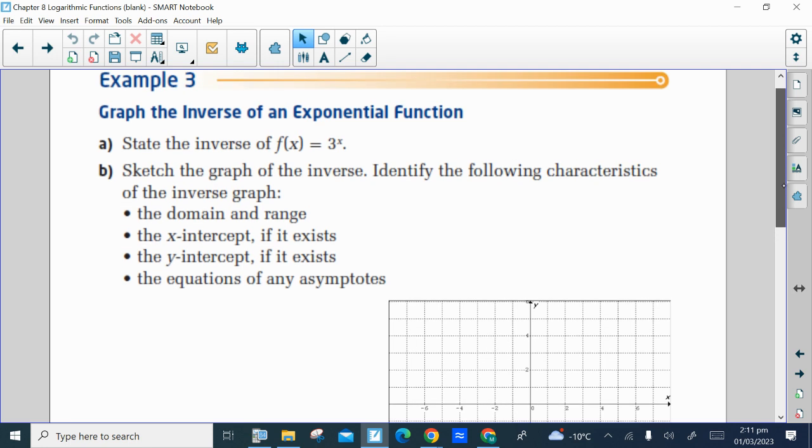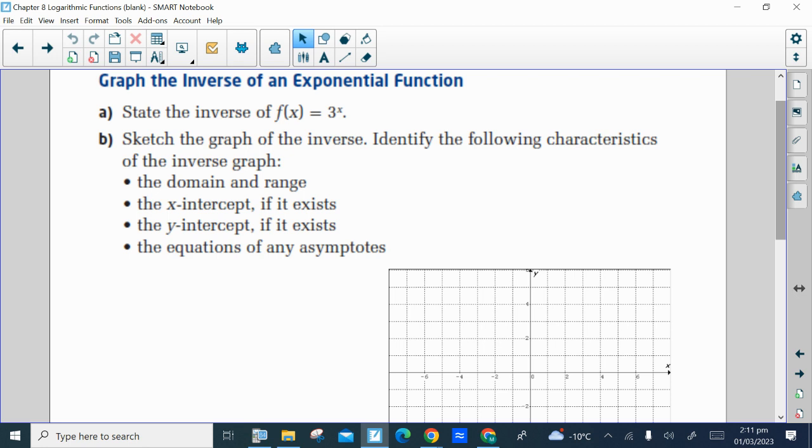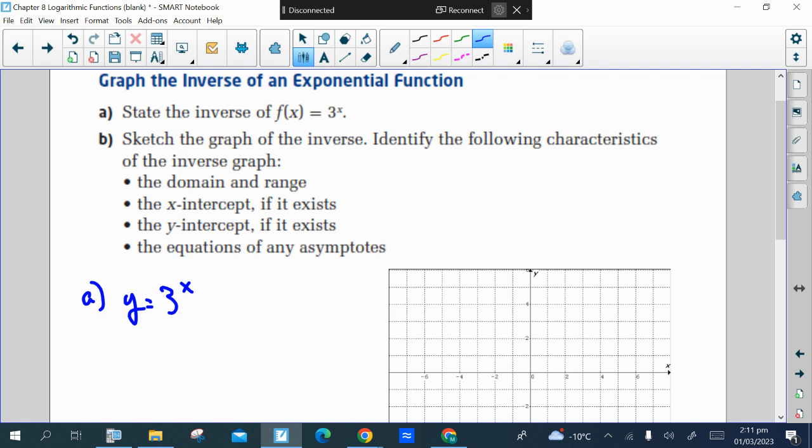So this example says graph the inverse of an exponential function. So we're going to get a logarithmic function. Part A says state the inverse of f at x equals 3 to the x. Now, the first thing we always did when we wanted to get the equation of the inverse is if it was in the form f at x equals, we put it in the form y equals.